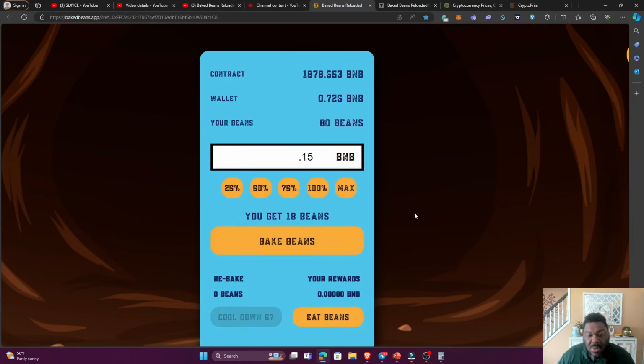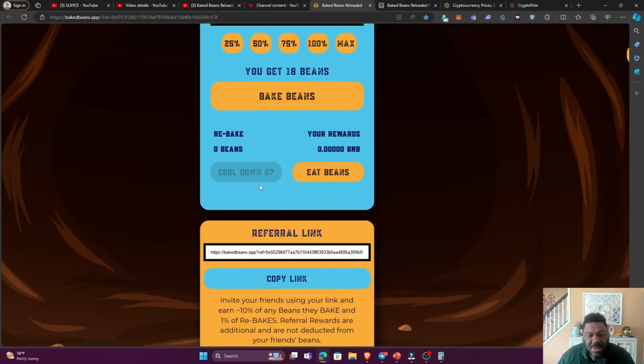I am good to go. And of course, I'm still in my cool down period and I could eat the beans, but it's showing in red. I can't eat the beans right away because I just compounded, right?